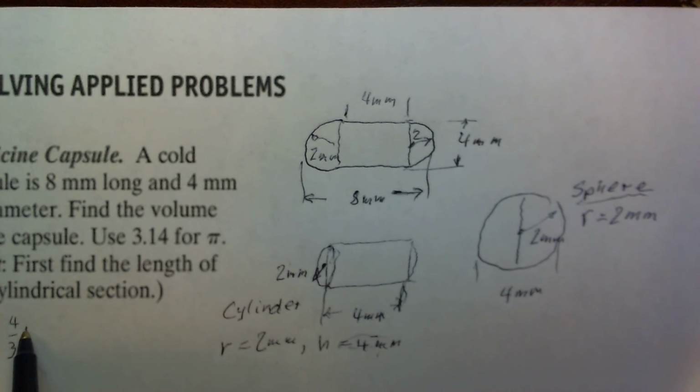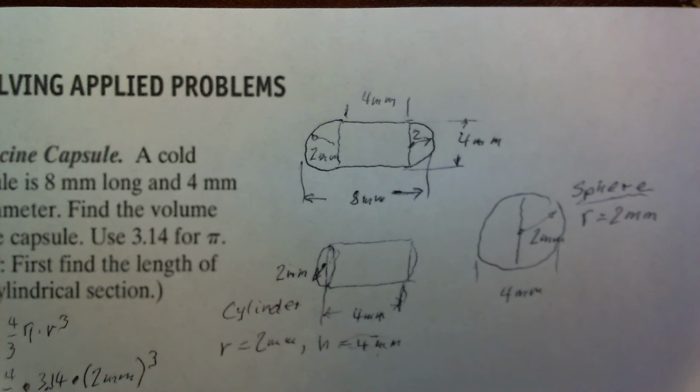4/3 pi r to the third, and that's 4/3 times 3.14 times 2 millimeters to the third power, and so that is equal to 33.49, approximately, rounded to 2 decimals, cubic millimeters. So that's for the sphere. That's why I use the subscript of S.